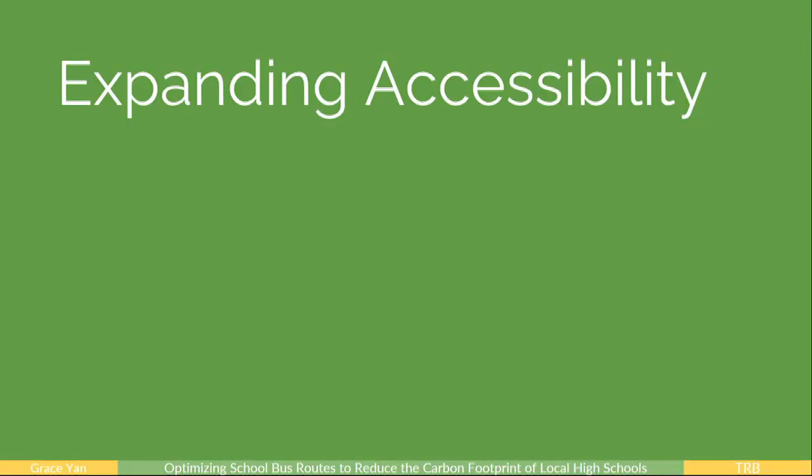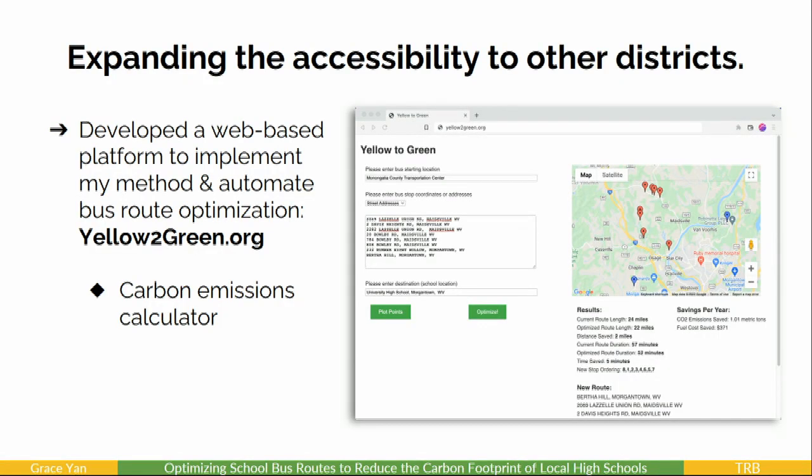The final part of my project was an idea I had to expand the accessibility through visualization. I built a website called yellowtogreen.org that's a carbon emissions calculator and bus route optimizer. It takes in a list of bus stop coordinates or addresses and automatically optimizes them to find the best route. It prints out the total route length and the corresponding addresses, as well as the calculations in the carbon emission savings and distance savings for comparing the optimized and the original routes.